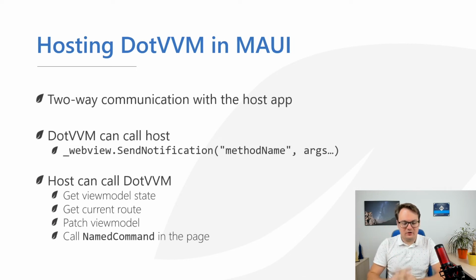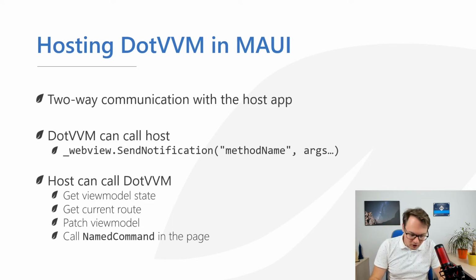So for example, a DotVVM app can send notifications to the web view by calling this from a static command, and you can also pass arguments. In MAUI you can hook up to an event, and you will get the event when the DotVVM app calls this, so you can respond to that.